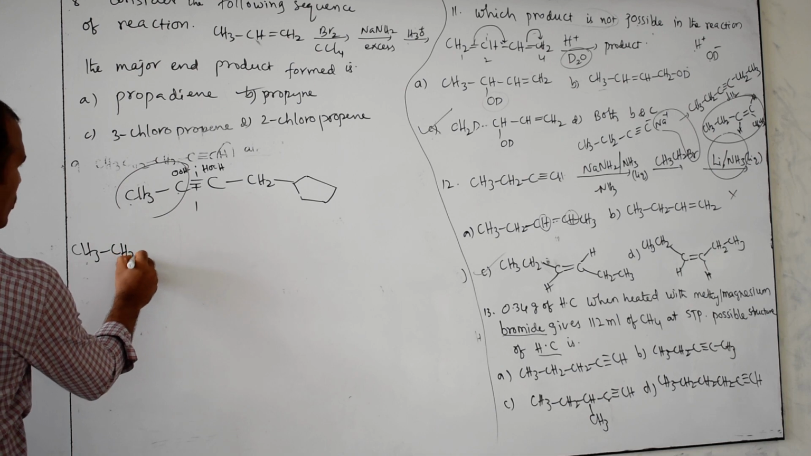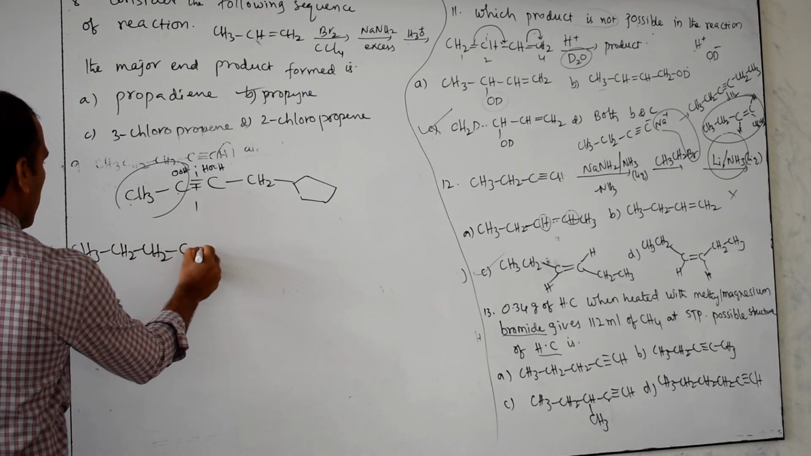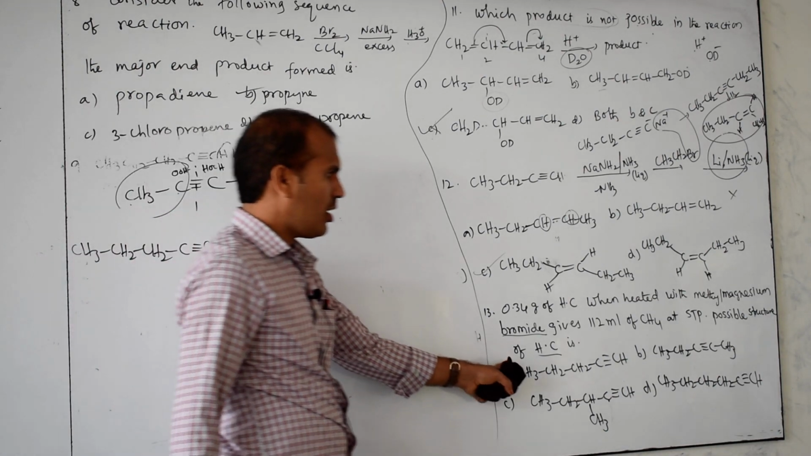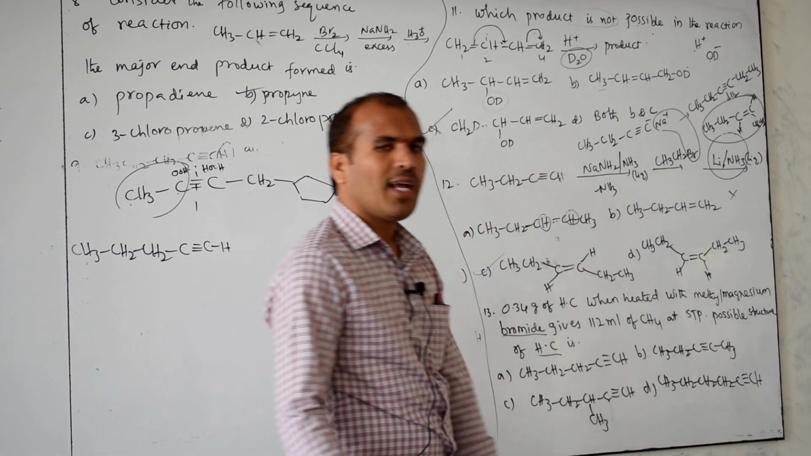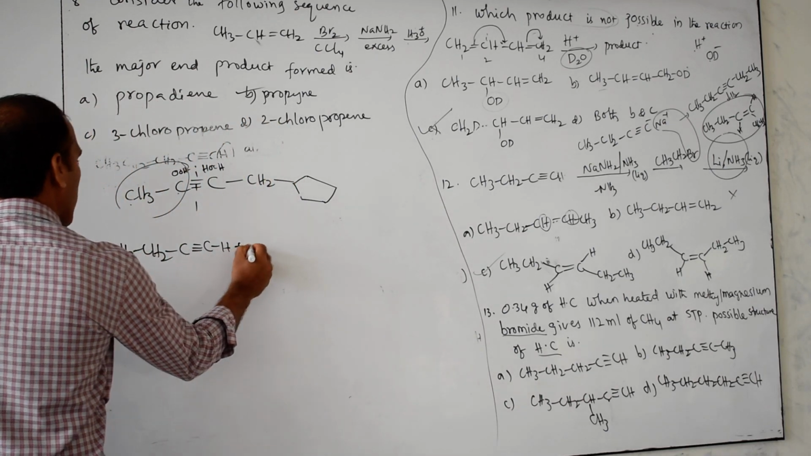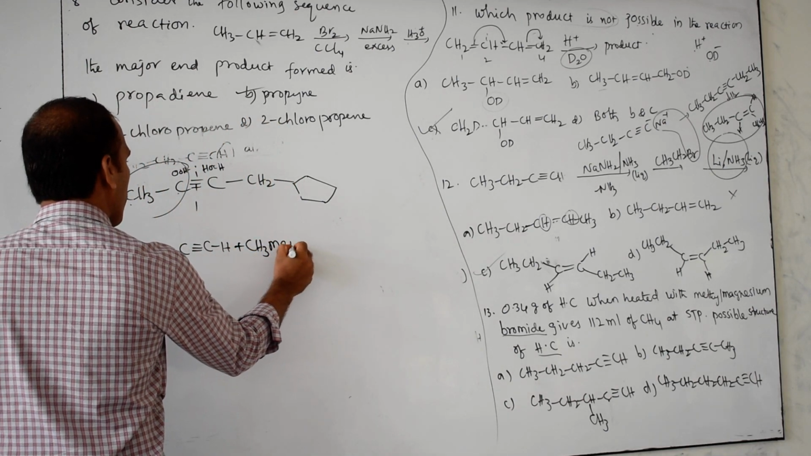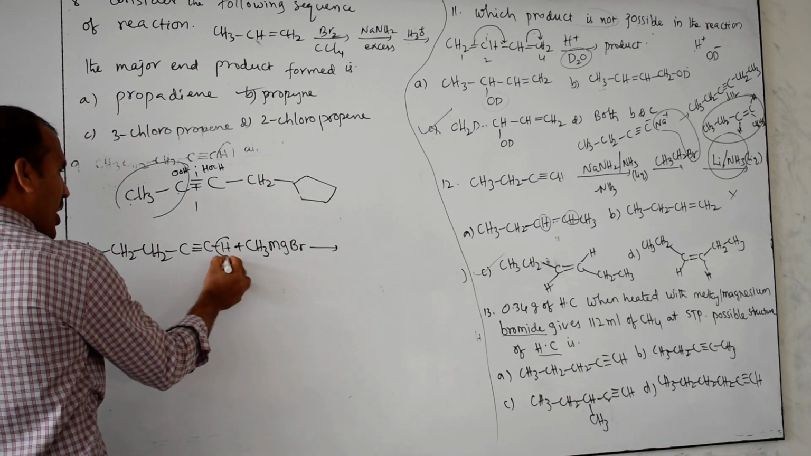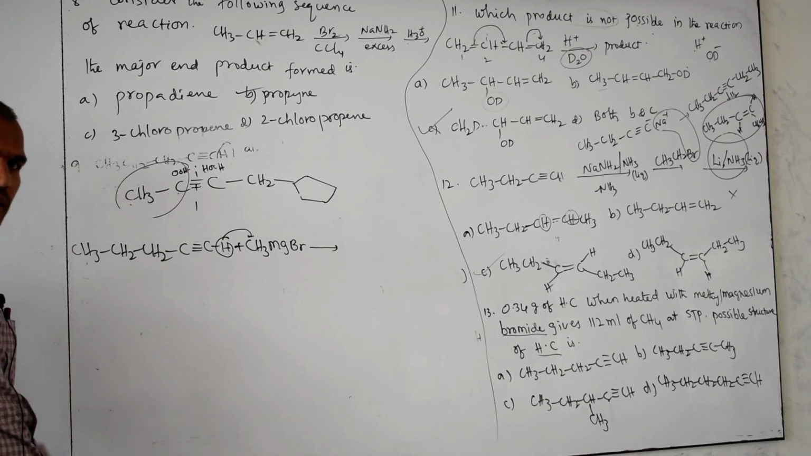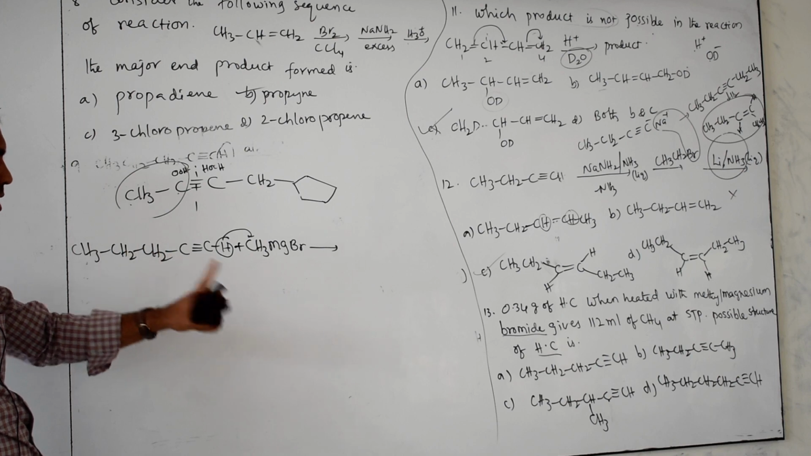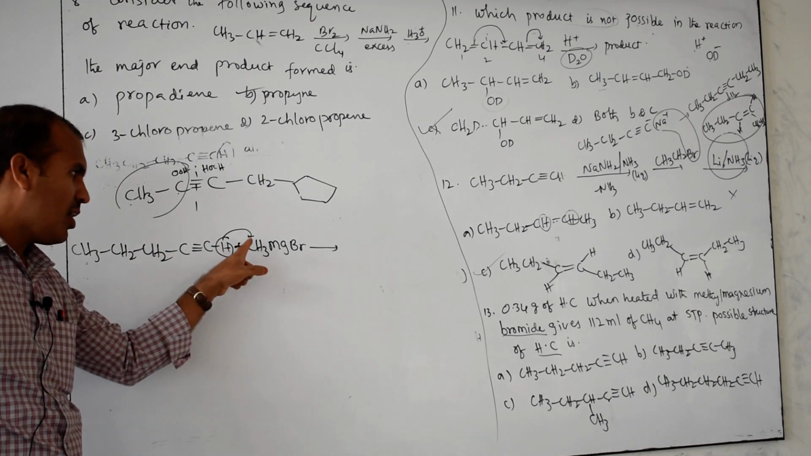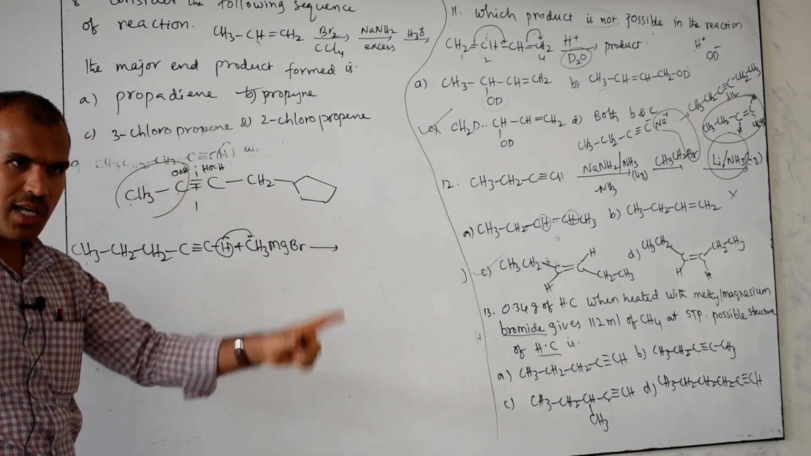CH3, CH2, CH2, C triple bond CH. First option. React with which one? Methyl magnesium bromide. Clear? Then this is which one? Hydrogen is added to this. This reaction we already studied in the alkene chapter. You just check. Otherwise even secondary students know this. If any proton source is there, this Grignard reagent always gives the alkane only.